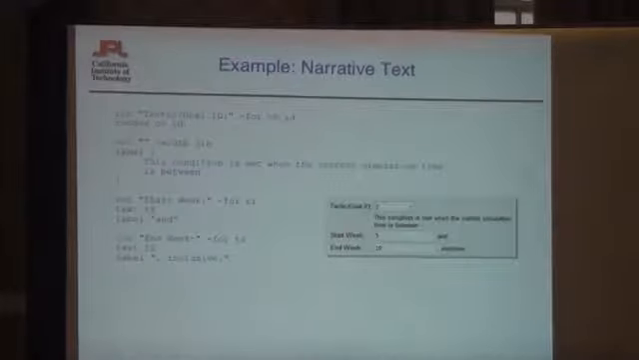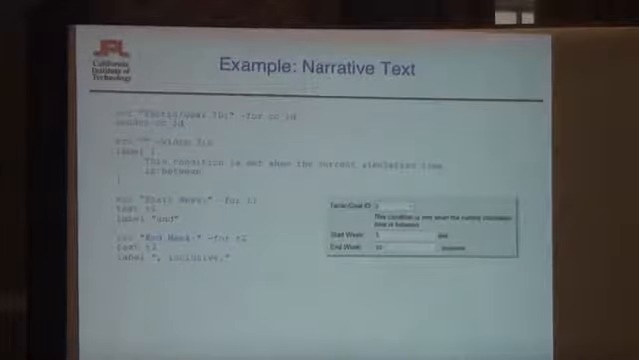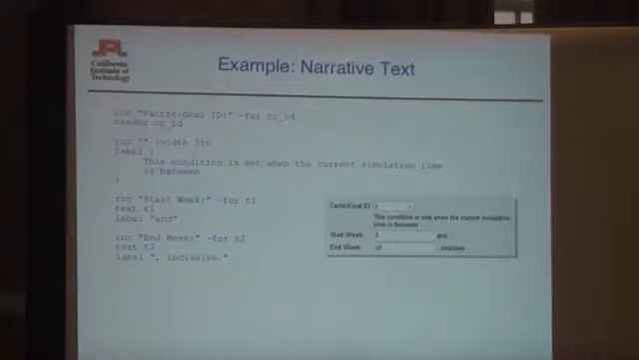A couple of more brief examples. One, narrative text. We can add arbitrary labels and things in so that we can get help. So this is for a condition object that would constrain a tactic. We want the tactic to execute when the current simulation time is between start week 5 and end week 10 inclusive. So it's not just label, field. We can add additional help in there to make it read like something a human would want to see.